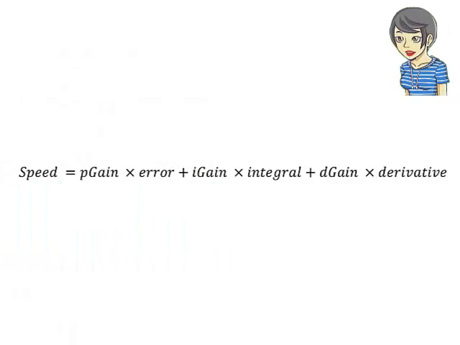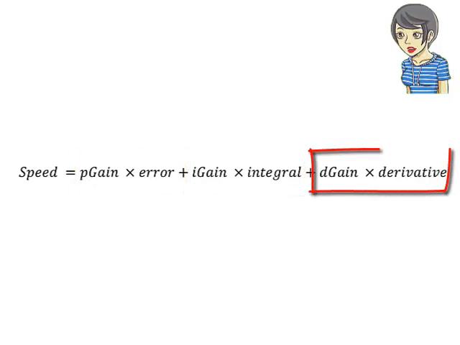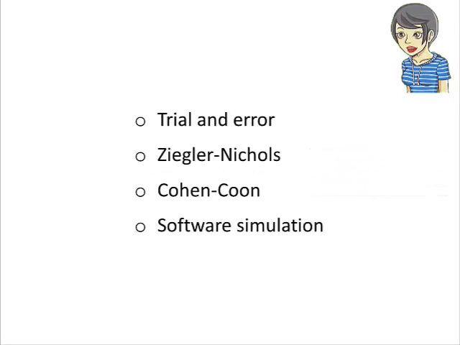Question 4. What are the different systemic methods for determining the gains? In the previous video, we talked about three coefficients: the proportional, integral, and derivative gains. In the robot arm example that we used, we showed how the controller determined the speed of the motor using these coefficients, as shown here. Speed equals P gain times error, plus I gain times integral, plus D gain times derivative. There are three different methods for calculating the gains: trial and error, classic tuning, such as the Ziegler-Nichols method or the Cohen-Kuhn method, and software simulation. We will discuss some of these in more depth in a later video.